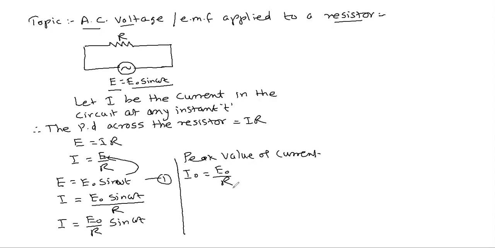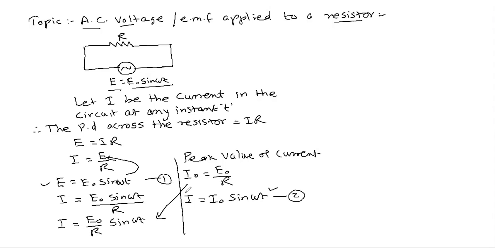Now I will use this value in this equation. So I is equal to I naught sine of omega t. This is, suppose, equation number 2. What do you observe from equation number 1 and equation number 2? Both the equations have the sinusoidal function, and there is no phase in between these two.